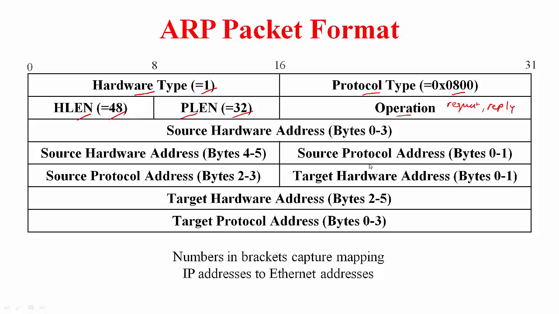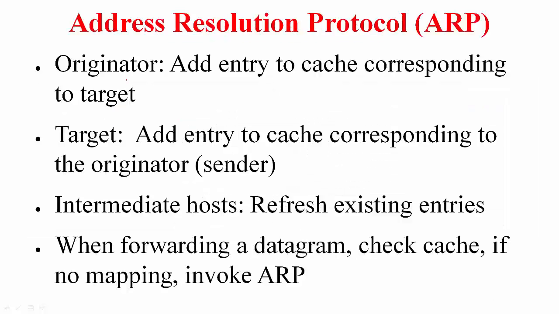Then you specify the source hardware address. Then there is a field for specifying the source protocol address, and then you specify the target hardware address and the target protocol address. So henceforth we will use the term originator to refer to the host that is generating an ARP request, because it wants to know the MAC address corresponding to a given IP address, and target as the host that is going to reply to this ARP request.